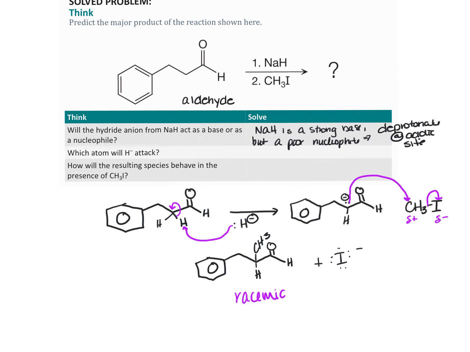So this concludes section 18.3. In the next section, we're going to look at reactions of organometallic compounds, specifically alkyl lithium reagents and Grignard reagents.